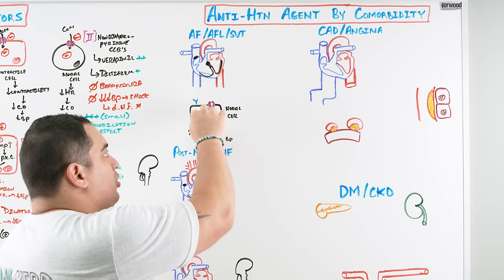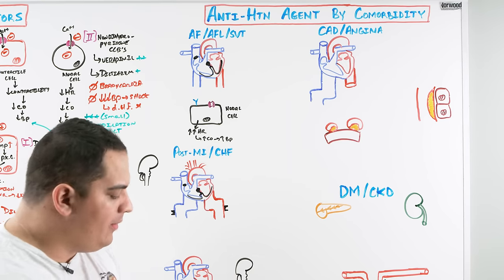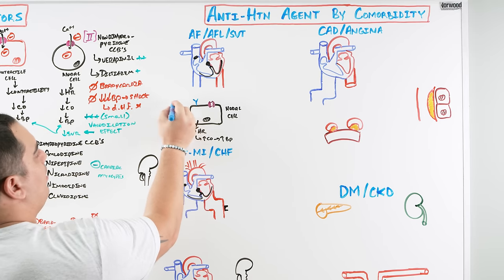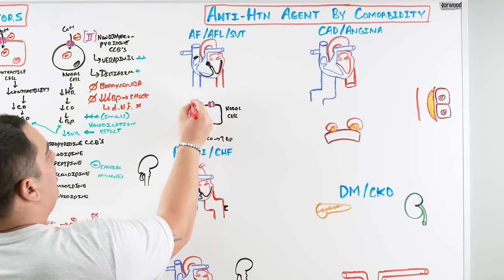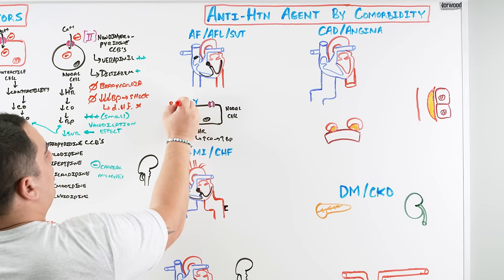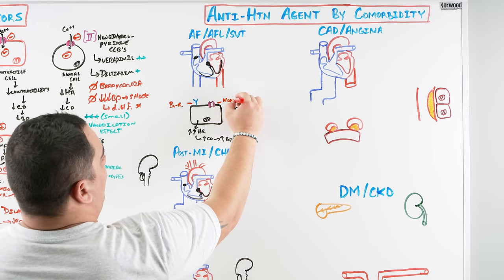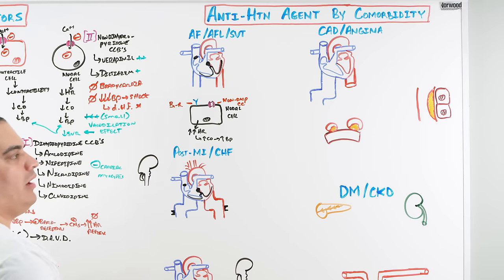On the nodal cells, there were two types of things that I can modulate. One was a beta 1 receptor. So one of these was a beta 1 receptor. Actually, let's do it in red because it was red and looked cool. So this was a beta 1 receptor. And the other one was a non-dihydropyridine calcium channel. Oh, okay.